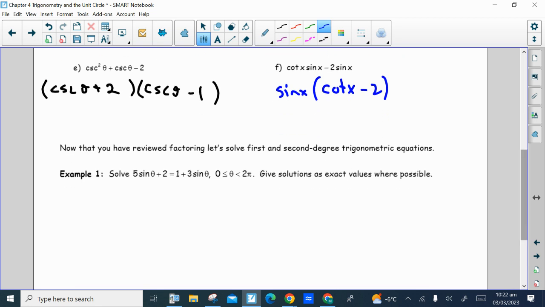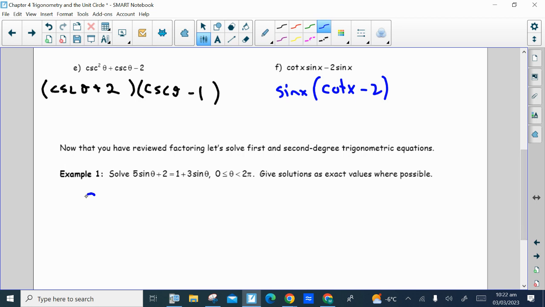So now that we've reviewed the factoring, let's solve some first and second degree trig equations, starting with example 1, which is a first degree equation. Note the domain. Theta is between 0 and 2 pi. 0 would be included, 2 pi would not. This also tells us that our answers have to be in radians. And then it also says give solutions as exact values where possible.